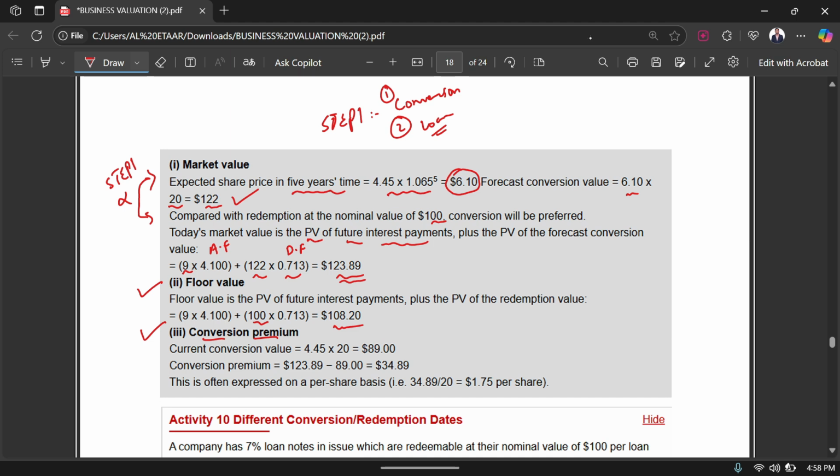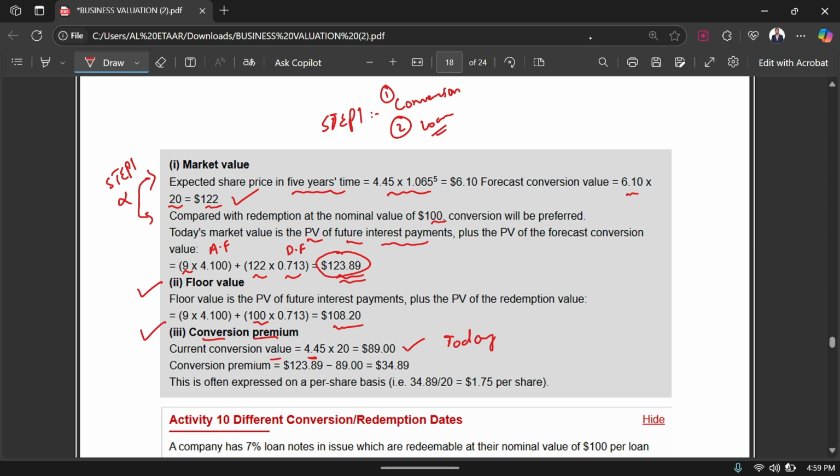You first calculate the current conversion value. So you know that your one share was equal to 4.45, and how many shares are you going to get? 20 shares after 5 years. So that's $89 worth of shares today, right? This is the value today, that today my share price is 4.45, and I'm going to get 20 shares. So today it's going to be worth $89. But after 5 years, it's going to be equal to 123.89 that we have just calculated over here, right?